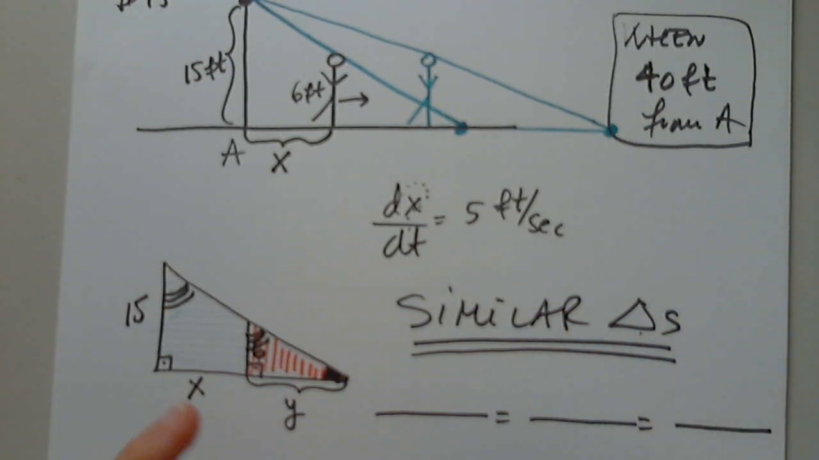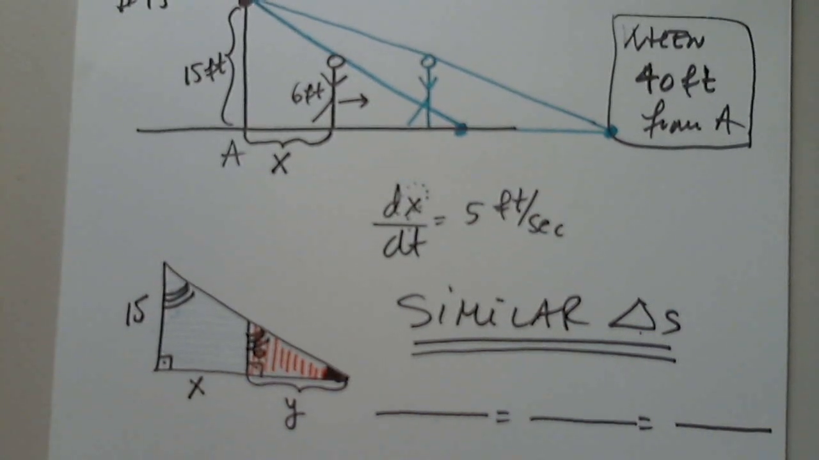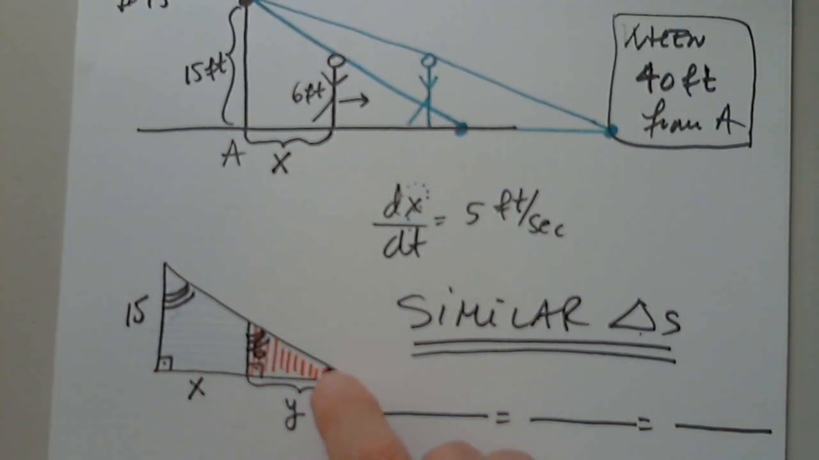The proportions are not just, okay, just put some sides in there. No, they have to be in a particular order. And here's the order. So let's start with the common angle.